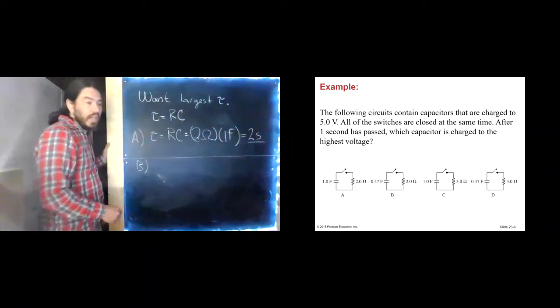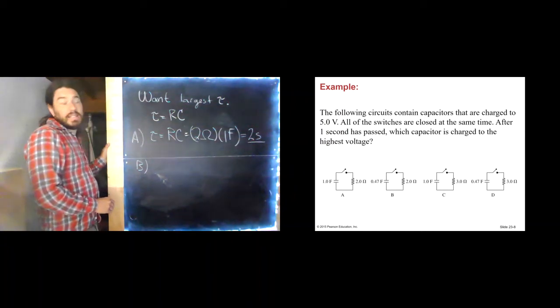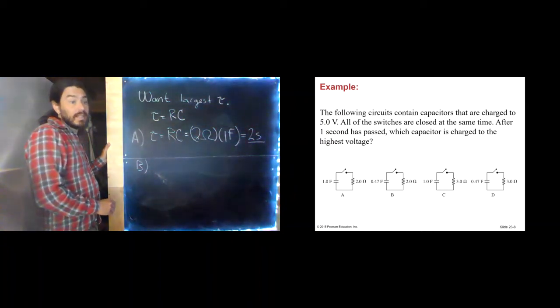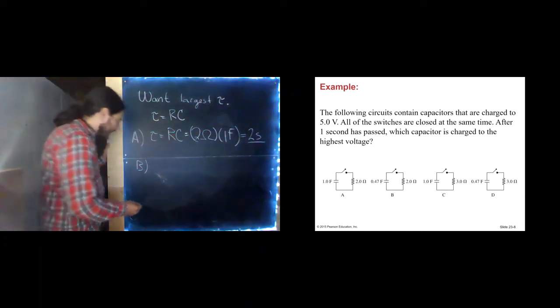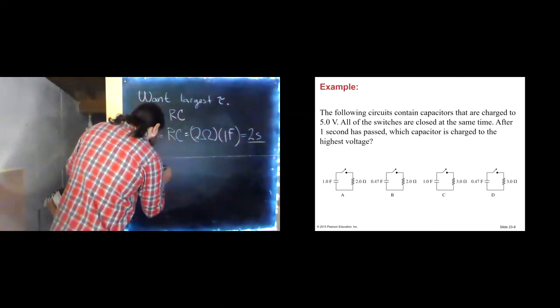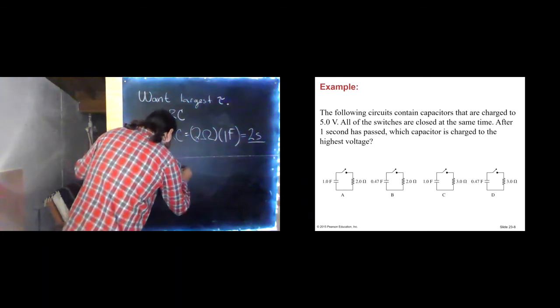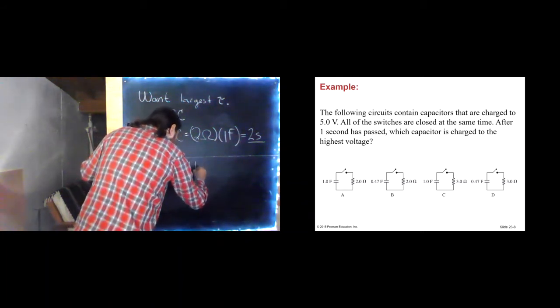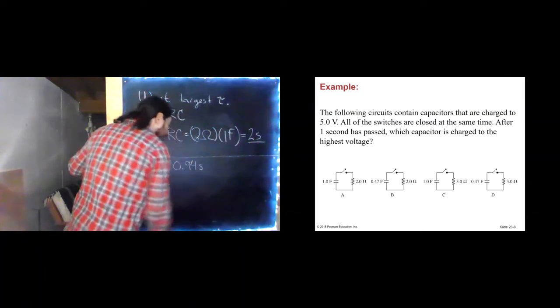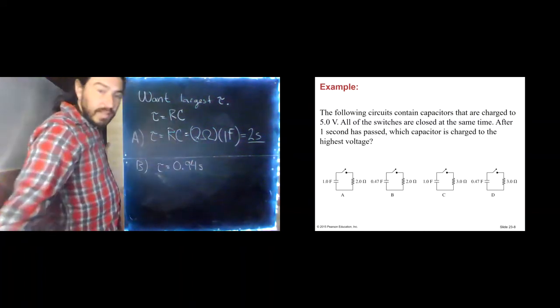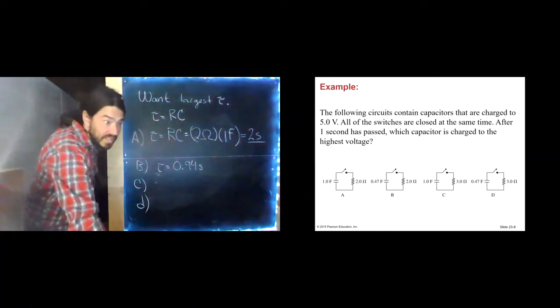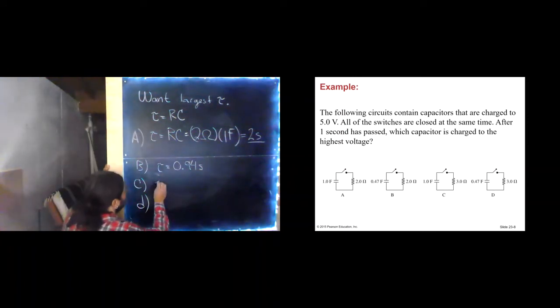Using similar logic, we multiply the capacitance times the resistance for B, and we get 0.94 seconds. For C, we end up with 3 seconds. And for D, 1.41 seconds.